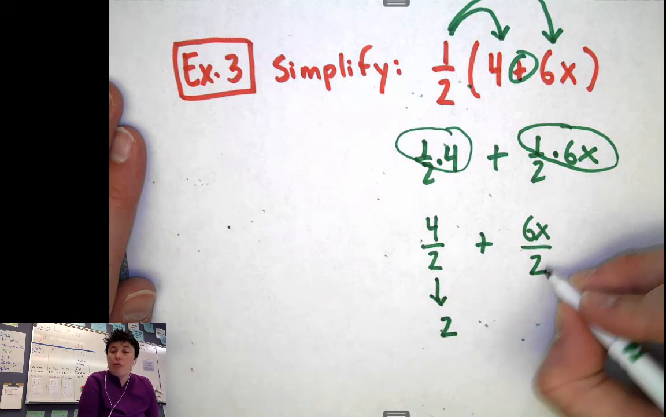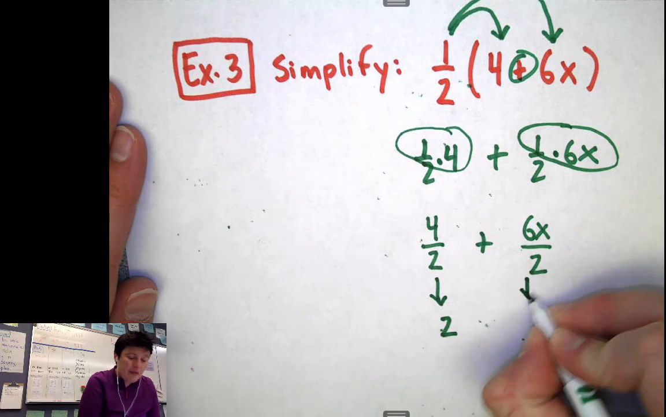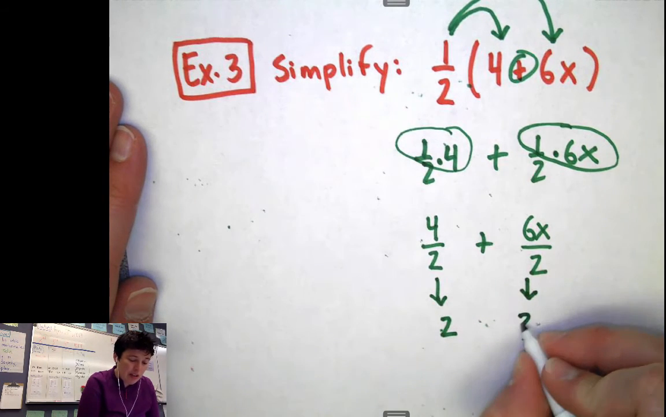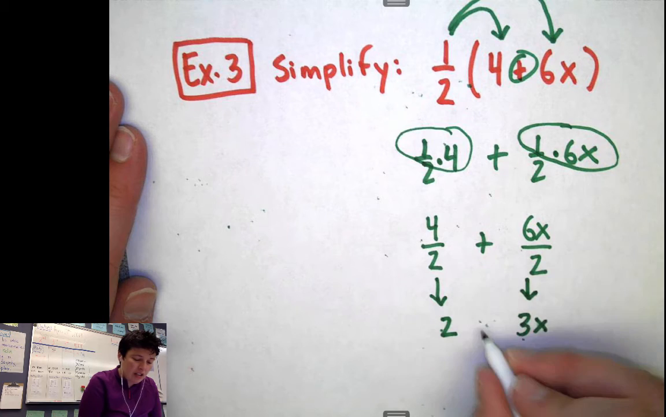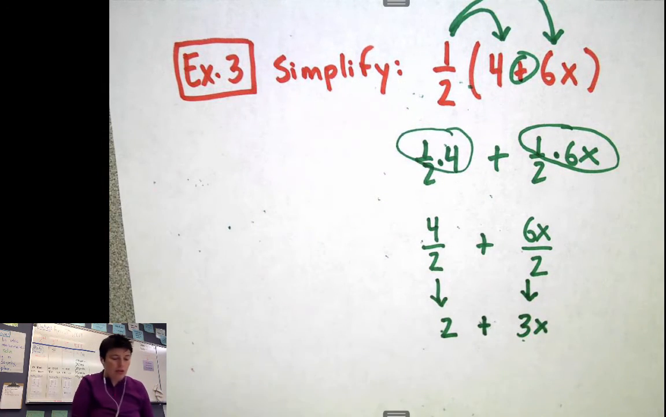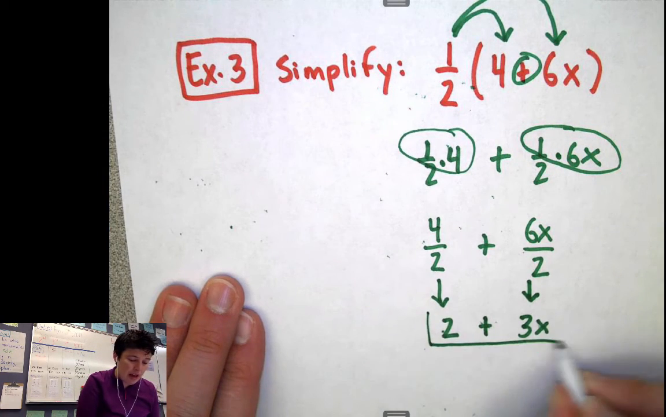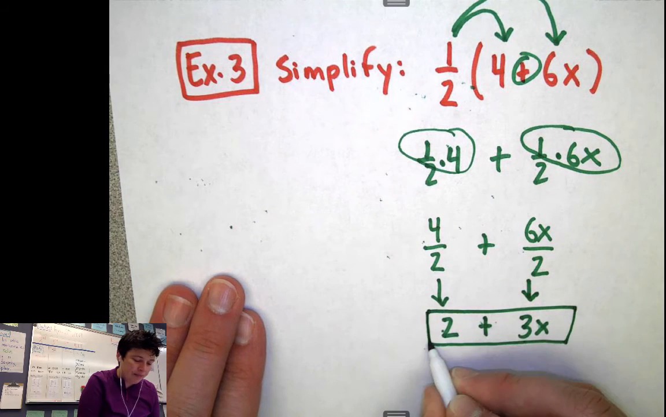6x divided by 2, well, what's 6 divided by 2? Well, 6 divided in half is 3, so we get 3x. And we are adding these together. There it is. That's our solution. 2 plus 3x. And we are simplified.